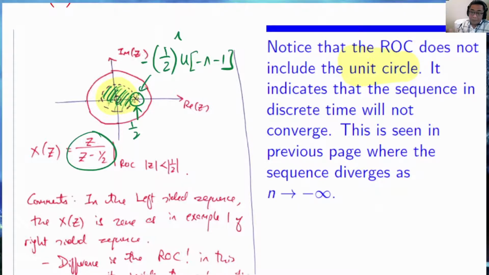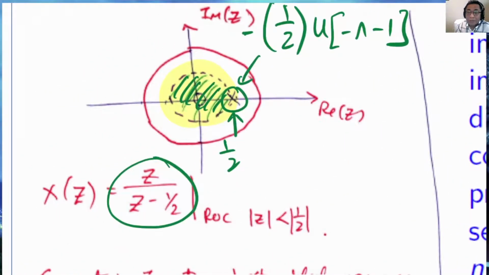And the reason why it still has a Z-transform is because it is exponentially bounded. Although it's exponentially growing, it is growing slower than z to the power of minus n for certain z. And here, the certain z is in the green shaded region.